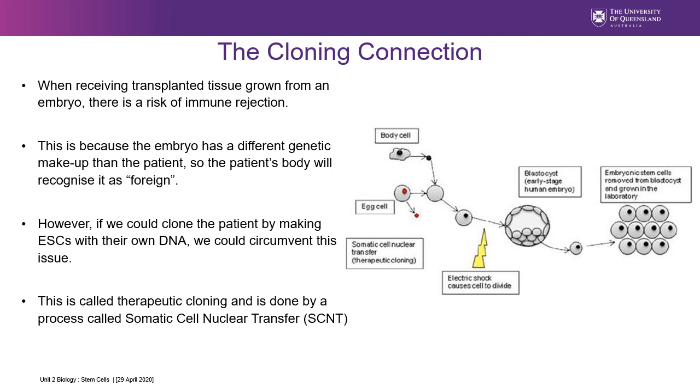The diagram on the right shows somatic cell nuclear transfer. This is when a donor egg cell has its nucleus replaced by the nucleus from a body cell from a patient. So this egg is now diploid, like a fertilized egg, but it has the genetic makeup of the patient. We zap it to trick it into thinking it's fertilized, and then harvest the embryonic stem cells from the resulting blastocyst.